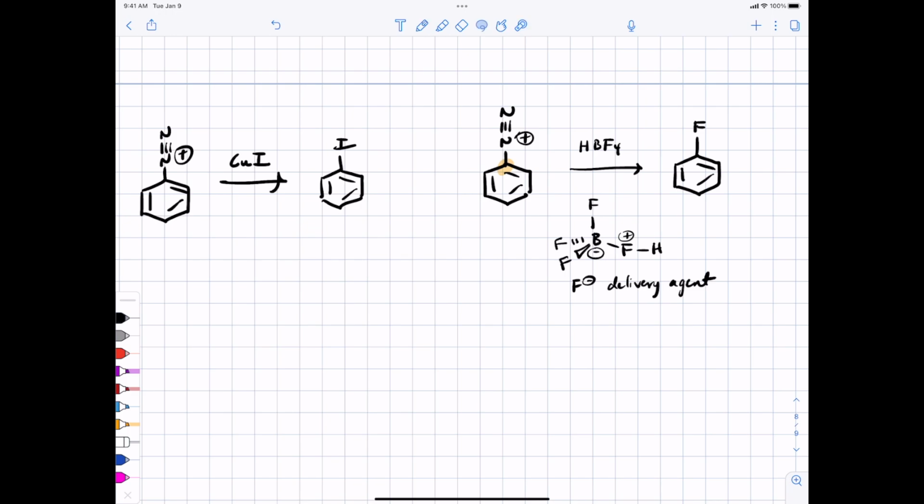Nevertheless, the reason I'm showing it to you is because fluorine shows up all the time in drug molecules. And so installing fluorides at specific places in molecules is a highly, highly useful reaction in organic chemistry. All right.